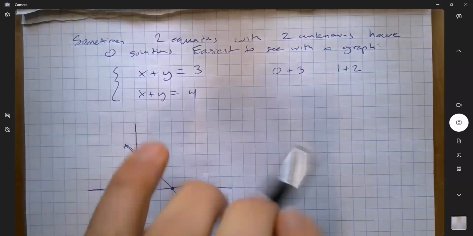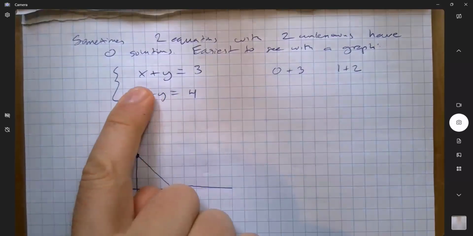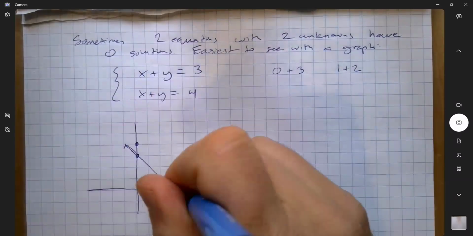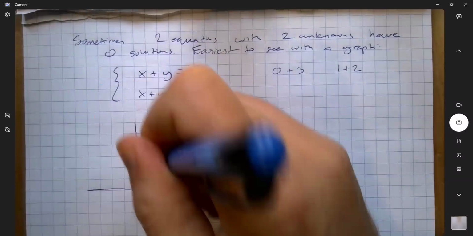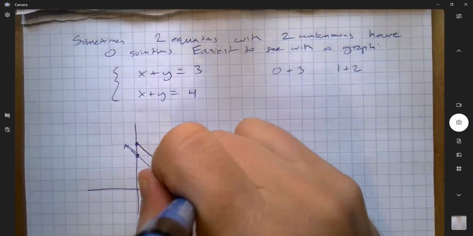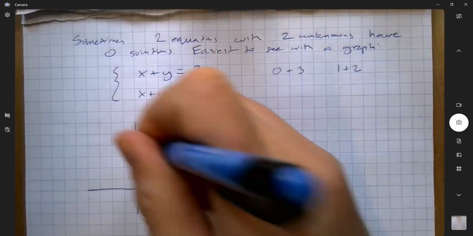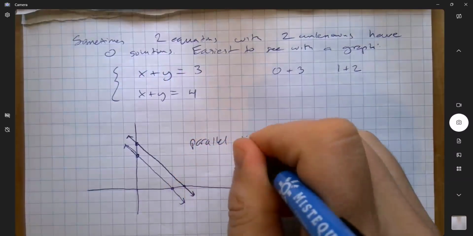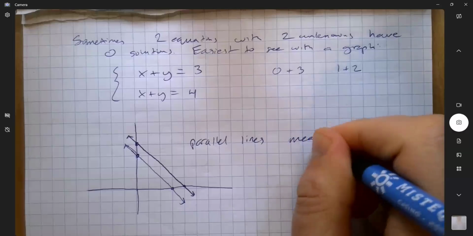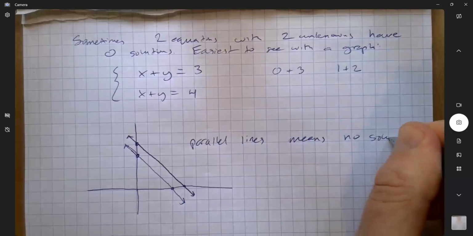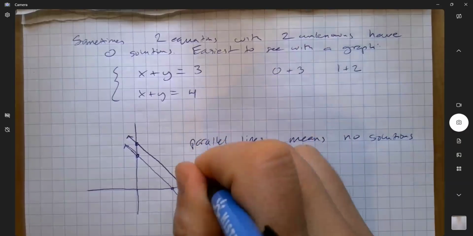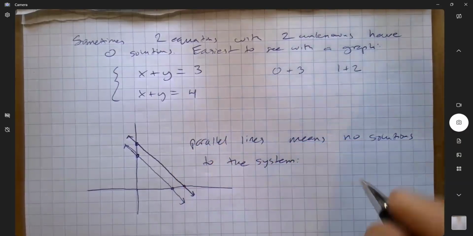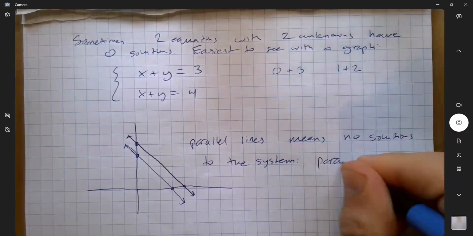But now I go to my second equation. If x equals 0, y equals 4. And if y equals 0, x equals 4. And what I end up getting, if you think back to the previous section, are parallel lines. Parallel lines means no solutions to the system. That's because parallel lines never intersect.